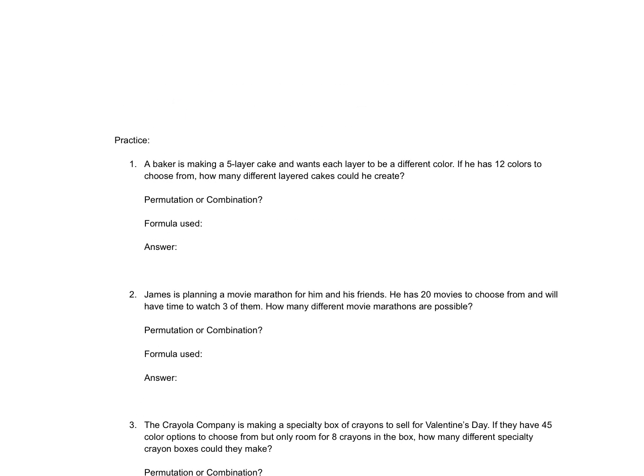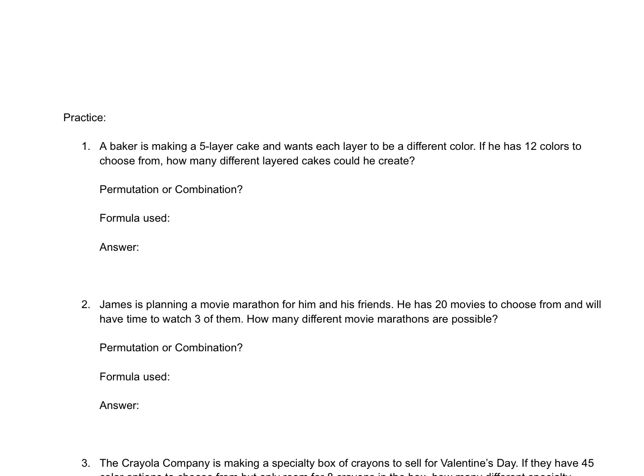Okay, let's just look at a couple more examples here. If you want to pause the video and try them on your own, just to make sure that you're on the right track with choosing permutation or combination, please do. You're making a 5-layer cake and want each layer to be a different color. If you have 12 colors to choose from, how many different layered cakes could you create?